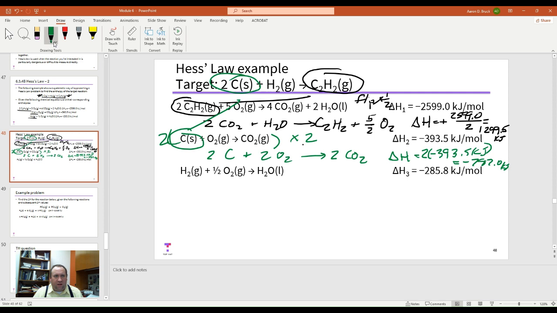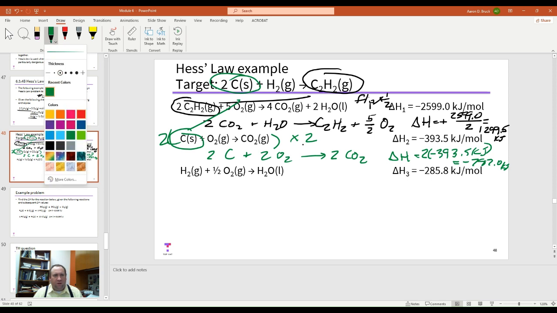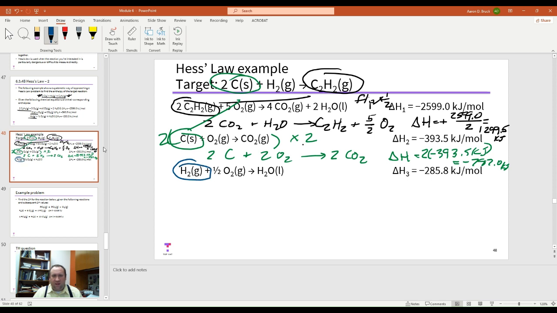The third equation is actually the easiest one. I have hydrogen as a reactant, and I have hydrogen as a reactant, and they're the same value. So I don't have to do anything. I can leave this equation exactly the way that it was.